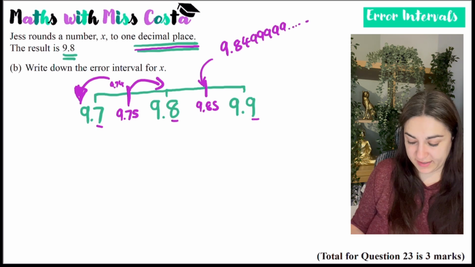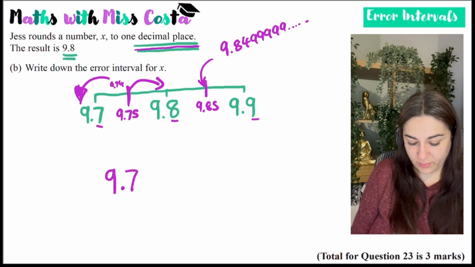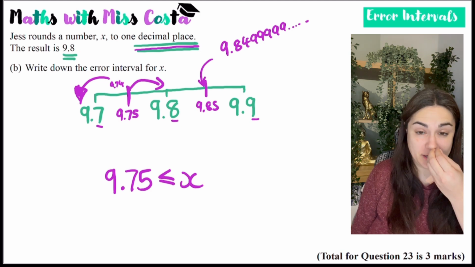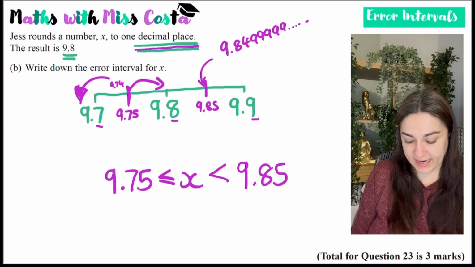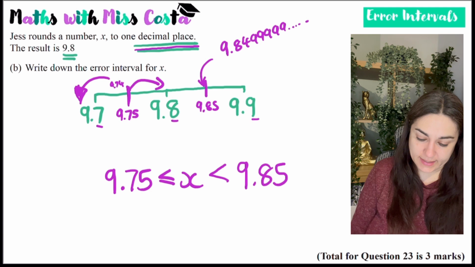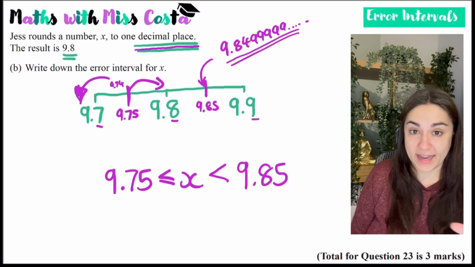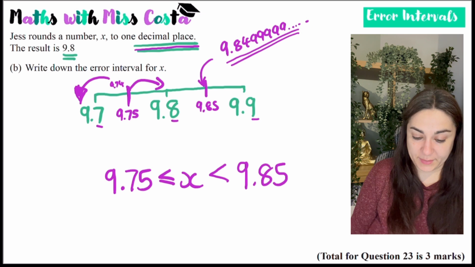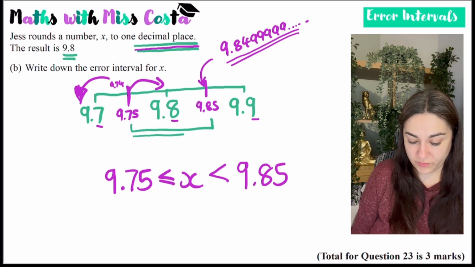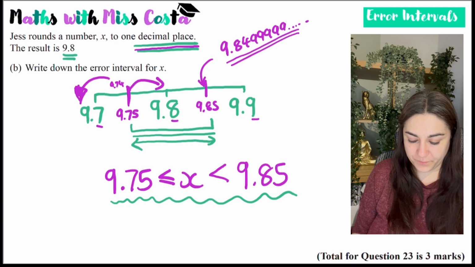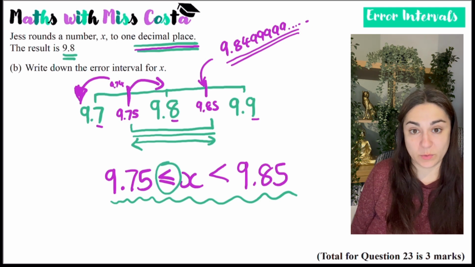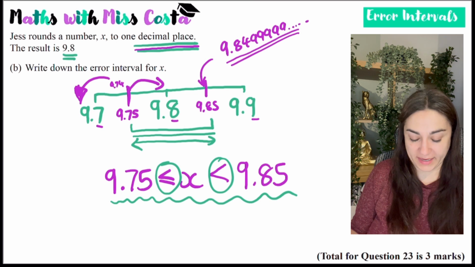But because I'm doing an error interval, I can just say that 9.75 has to be less than or equal to x, because it could be 9.75, that would still round to 9.8, but it has to be less than 9.85. So instead of writing 9.84999, I just say it can be anything up to 9.85. So an error interval is where you think, okay, what numbers could it possibly have been? It's in between these two values, could be anything in between them, and that's how I'd write my error interval. You always write it as less than or equal to the minimum number, and then less than the maximum.